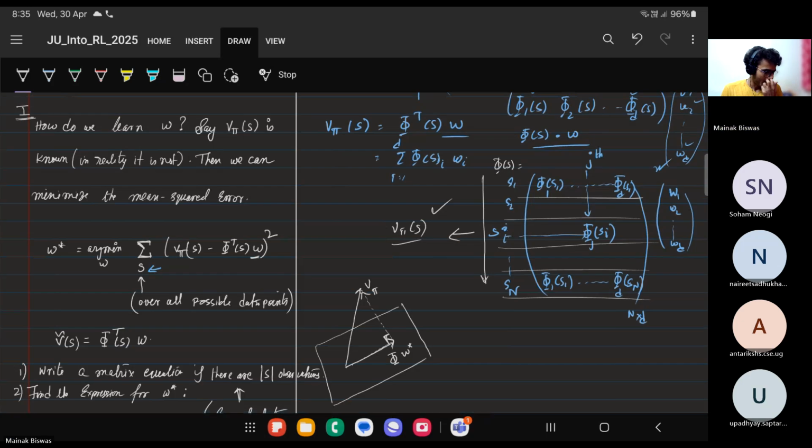Now we have to learn the value function. Let's see how we'll do that. But currently, can you tell me an advantage of this method?